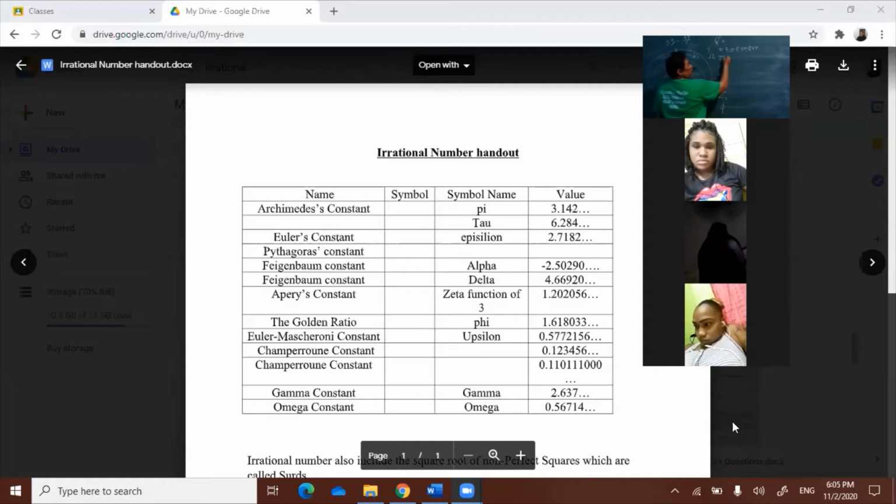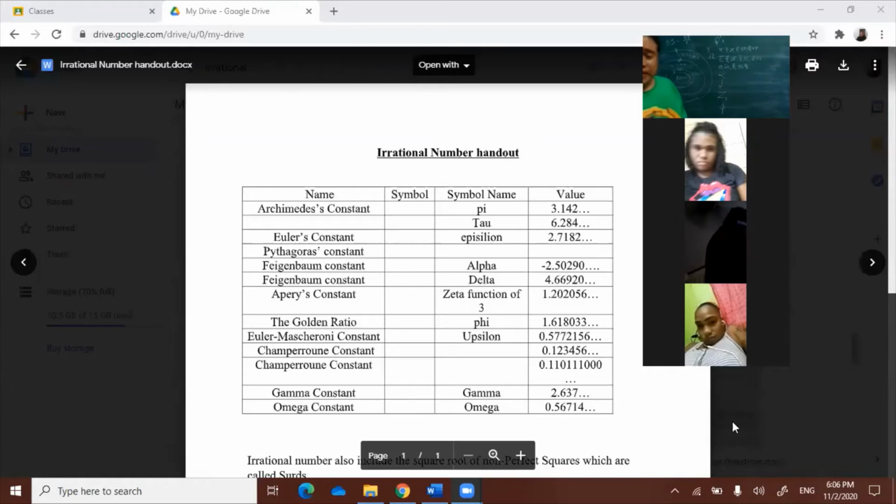Same thing with tau. You can have tau over 2, you can have 2 tau, you can have tau over 3 and 3 tau, you can have tau over 4 and 4 tau, and you can have the same thing with these. So you can have 2e, you can have e over 2, you can have 3e, e over 3. So these are far bigger sets of numbers than these, right? This is a huge, huge set of numbers.